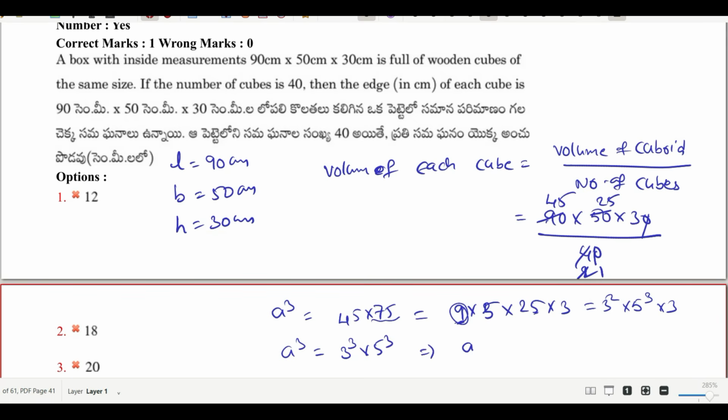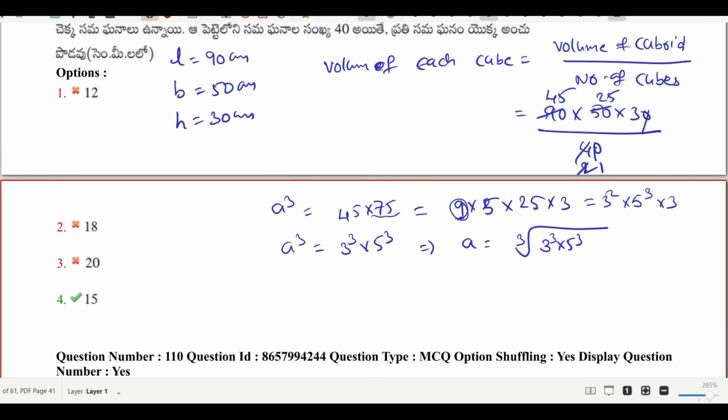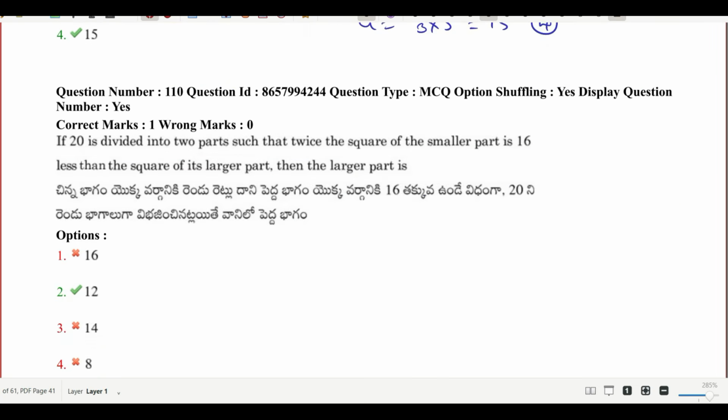So from this, each edge is equal to what? The cube root of 3 cube into 5 cube. So what do we get? We get each edge of the cube as 3 into 5, that is 15. So the fourth option is the correct one in this case. Now let us see the next question.